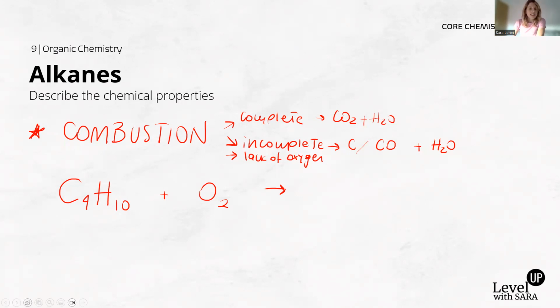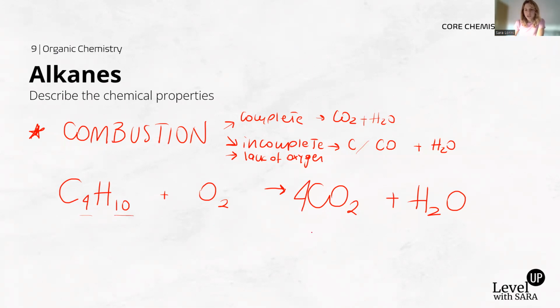So let's write the products of this. Let's say this is a complete combustion. The products will be carbon dioxide and water. Of course, this reaction has to be balanced. There are big numbers here, so I would suggest you always start from the easiest one. Carbon: 4 carbons on the left-hand side, only 1 on the right-hand side. We're going to add a 4 here.